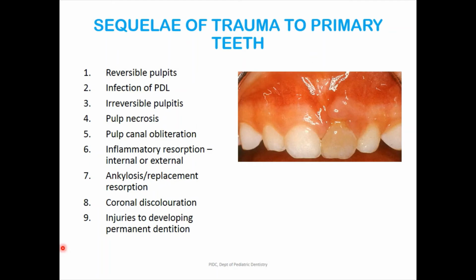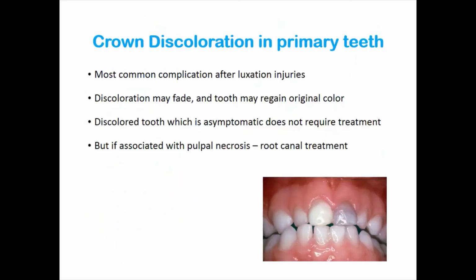Either reversible pulpitis or irreversible pulpitis that we can see. Any infection to the periodontal ligaments can occur, or pulpal necrosis. Sometimes we can even see pulp canal obliteration, inflammatory resorption, which may be external or internal type. Ankylosis or replacement resorption can be seen. Any crown discoloration, as you can see here, and injuries to the developing permanent dentition. These injuries to the permanent dentition may be because, as I've already discussed, the apex of the primary tooth can impinge on the permanent tooth or tooth germ.